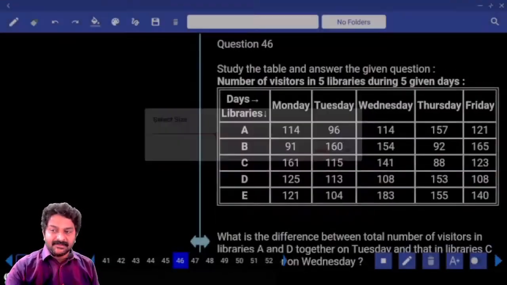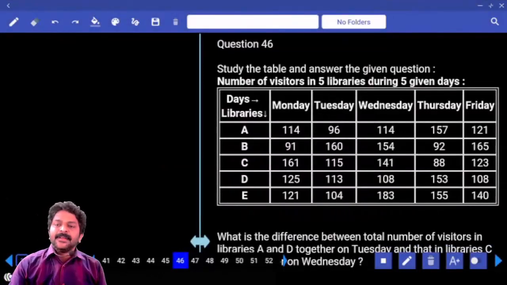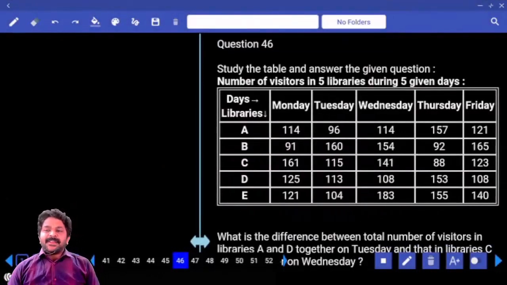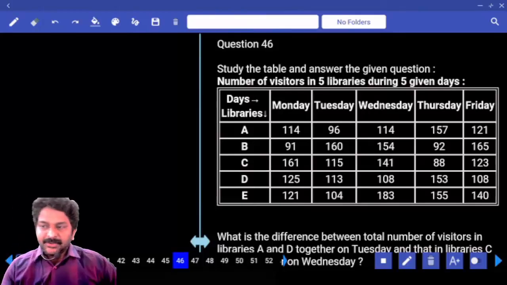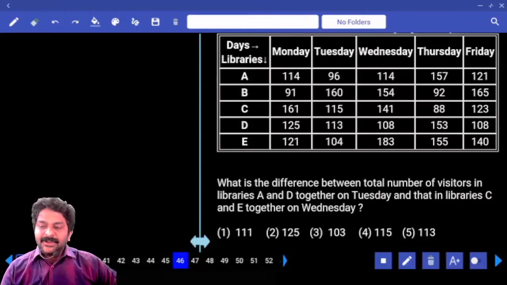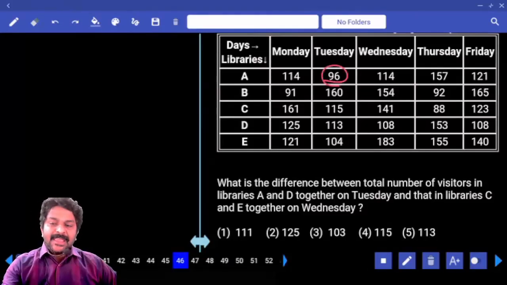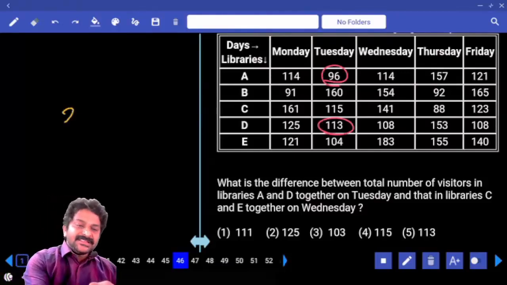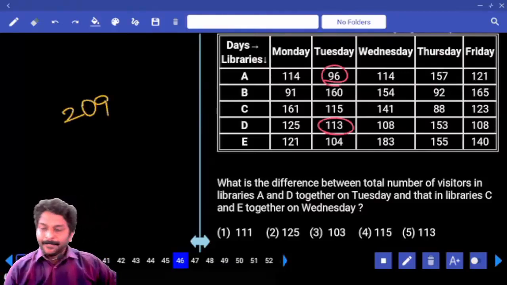Come on, 46 onwards. Analysis. Number of visitors in 5 libraries during 5 given days, Monday to Friday, libraries A to E. What is the difference between total number of visitors in libraries A and D together on Tuesday? Tuesday, A and D together, that is equal to 209 only.